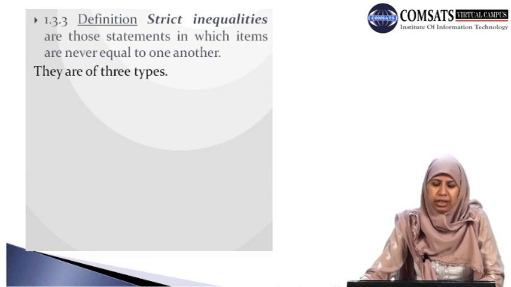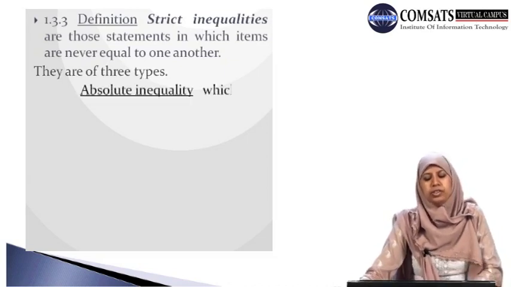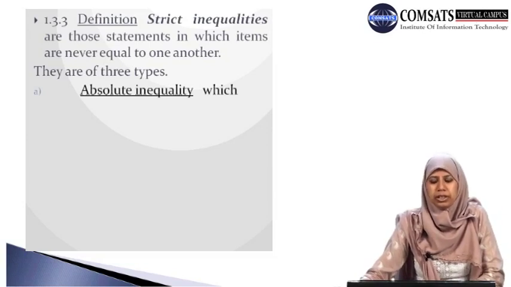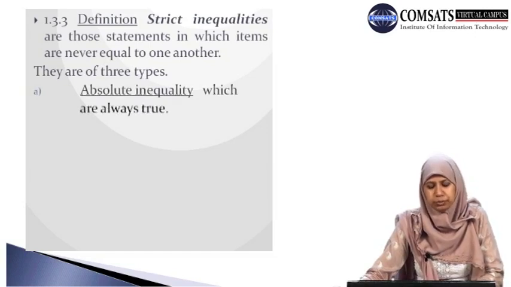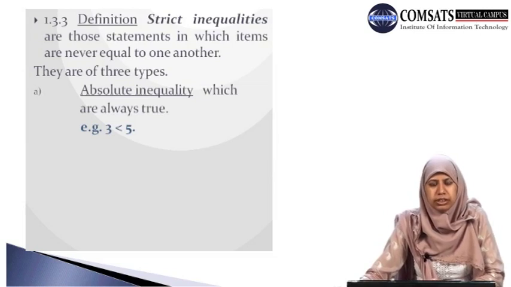First, we will look at three types of strict inequalities. Like in the case of equations, we also have three types of strict inequalities. The first one is the absolute inequality, that is, those inequalities which are always true. For example, we take our previous example of inequalities, that is, 3 < 5. We all know that the number 3 is always less than the number 5. So these types of inequalities are always true, and they are classified under the term absolute inequality.